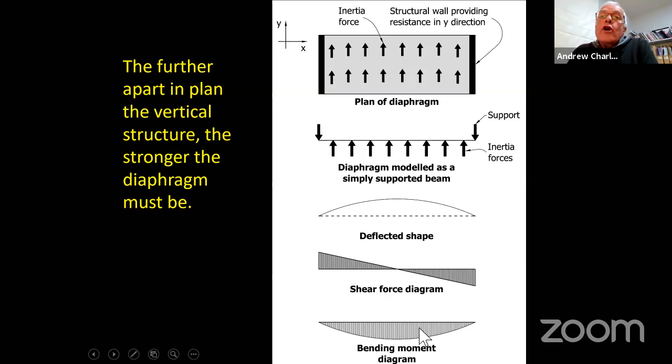And so every floor has to be able to function as a strong diaphragm, which means a strong horizontal beam, transferring the uniformly distributed loads sideways into the vertical structure, be it shear walls or moment frames. And so the principle is this, that the further apart in plan the vertical structure, the stronger the diaphragm must be. That's the key principle here.